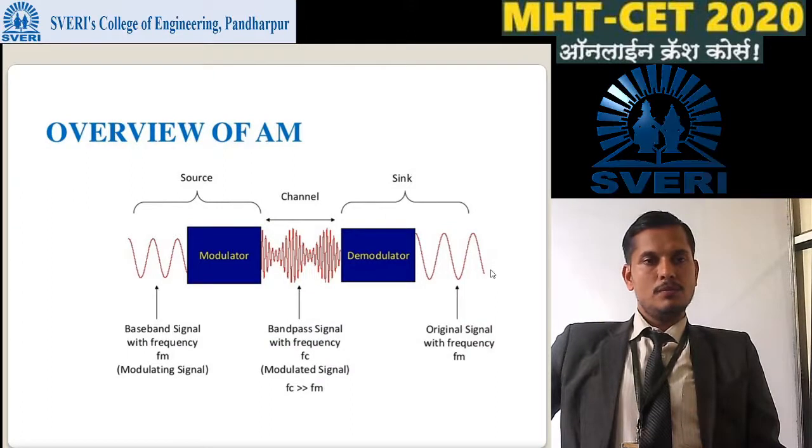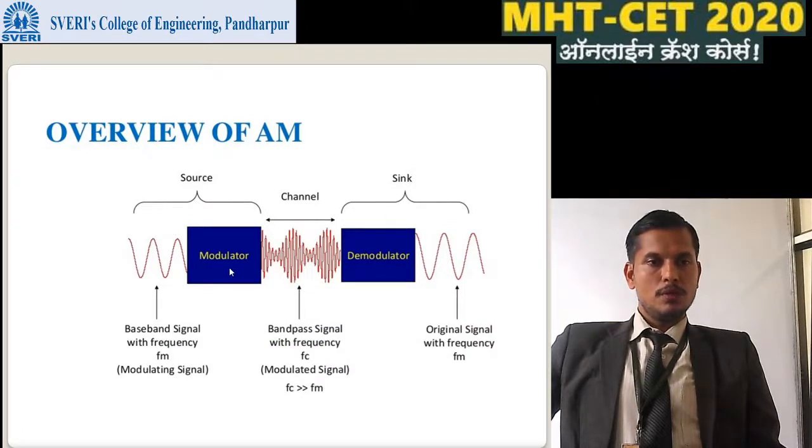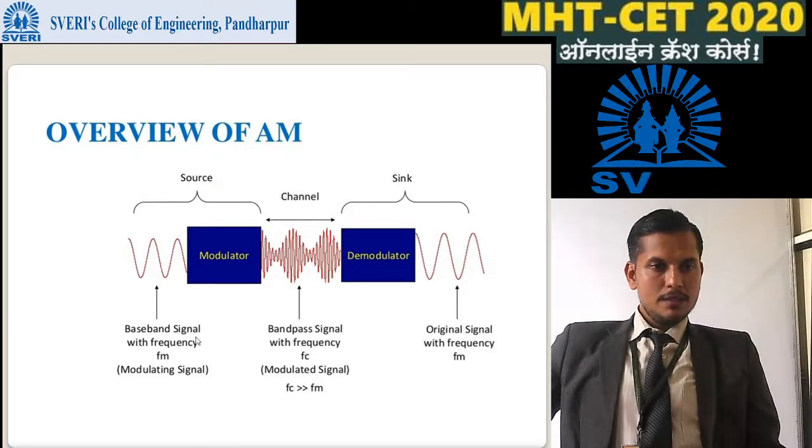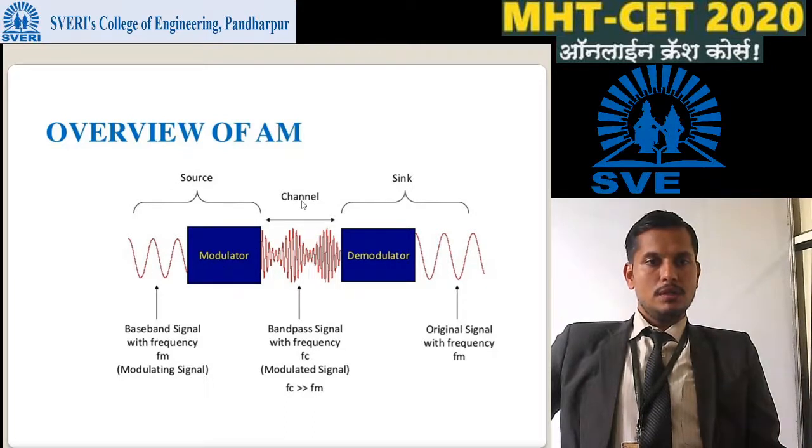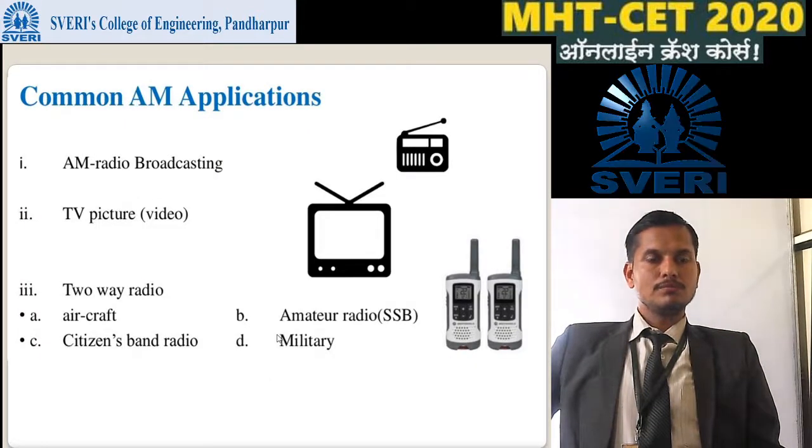Overview of these AM waves. Here the modulator is there. The baseband signal, that is the modulating signal, is shown as the source. Next is the channel, where the bandpass signal with frequency fc, that is the modulated signal, is there, and once again it goes to the demodulator. In the demodulator we get the original signal again. So modulation and demodulation are important processes in signal propagation or communication systems.